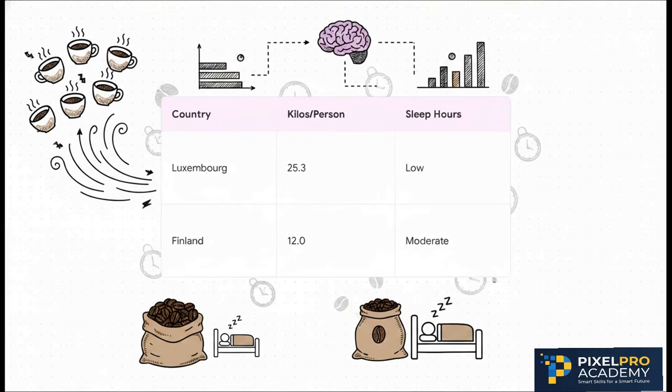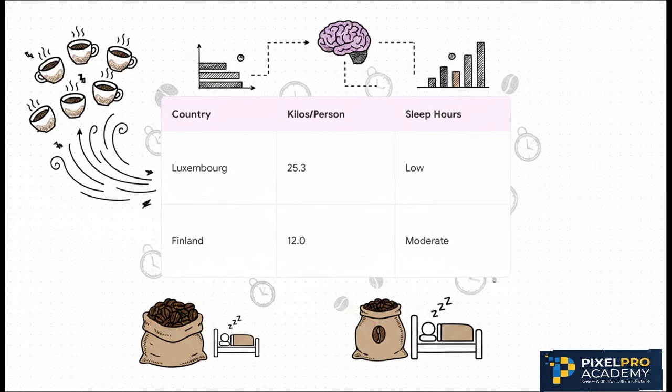To really put these capabilities to the test, the source material ran a deep dive into global coffee consumption and sleep patterns. They instructed the AI to gather data on consumption per person, average cups per day, and average hours of sleep per night, and then return it all in a nicely structured table. The results? It turns out Luxembourg consumes a staggering, honestly unbelievable 25.3 kilos of coffee per person every year. And yeah, that perfectly correlates with their notably low hours of sleep.